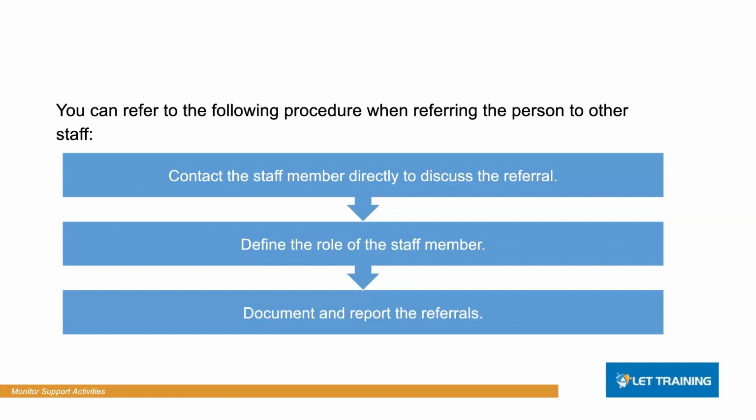Report referrals to other support services. You can refer to the following procedure when referring to other support services. Identify what support the client needs. Develop a list of available support services. Present the list of available services to the client. Once the client agrees to a service, contact the service on their behalf with a warm referral. Define the role of the service and record and report on the referrals.